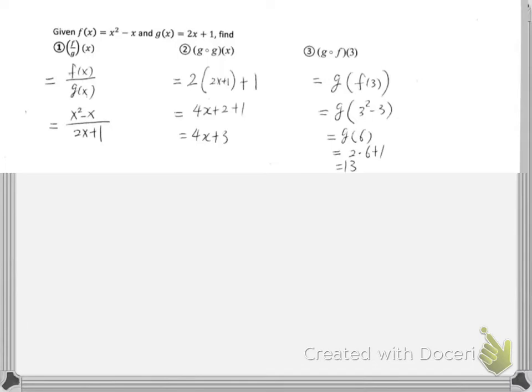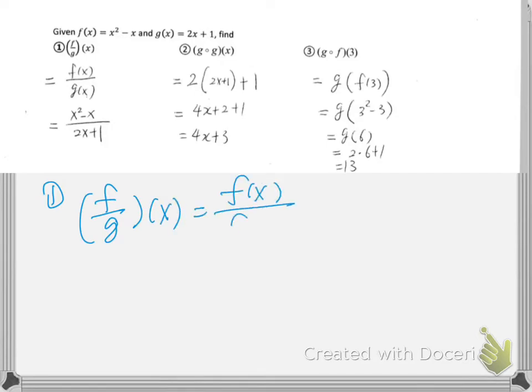Now these are operations of two functions f and g. Number one is very easy. We have f over g of x. By definition, this is f of x over g of x. So what is f of x? x squared minus x. What is g of x? 2x plus 1, and that's it. That's the answer.